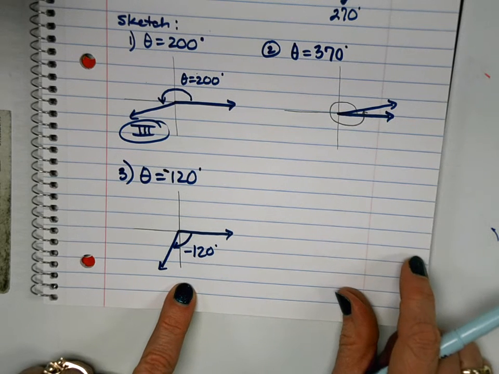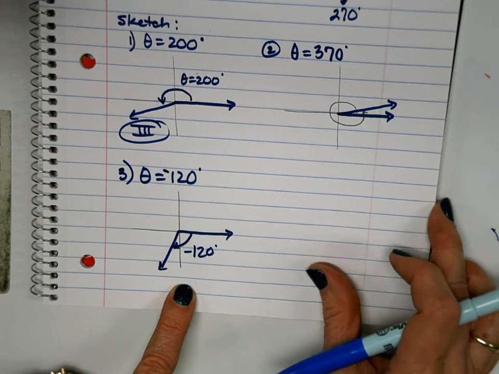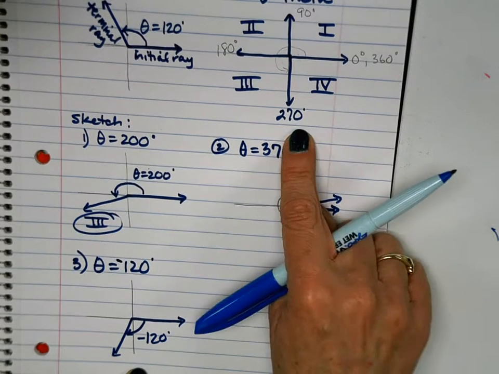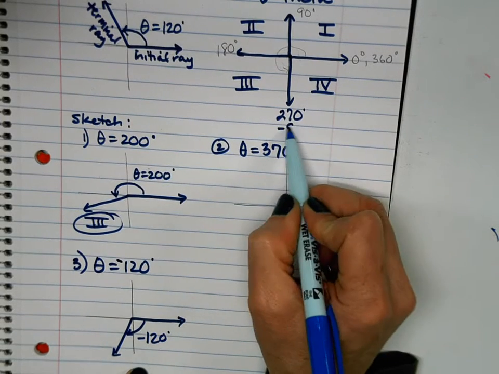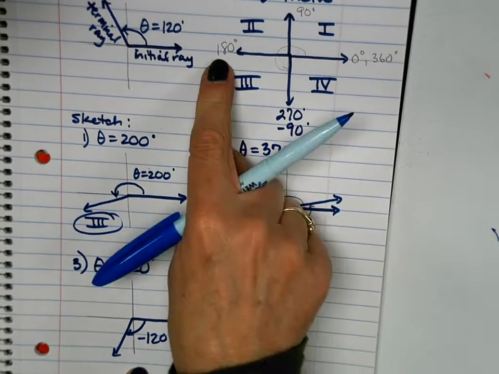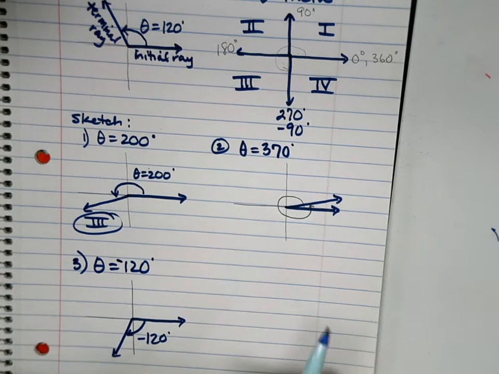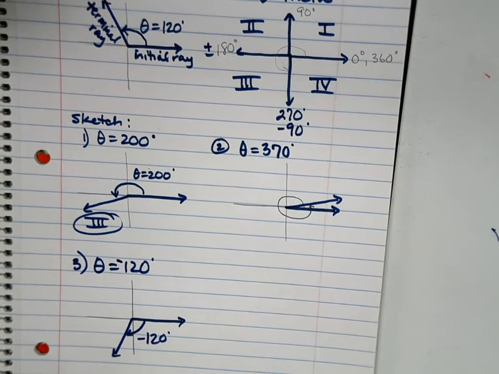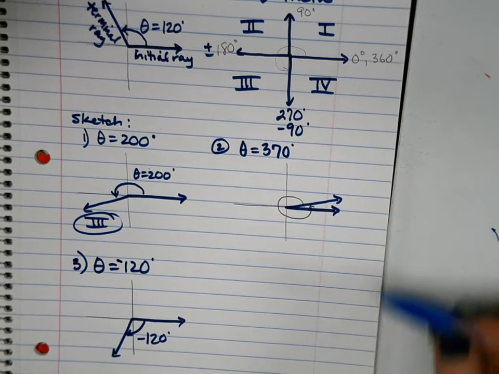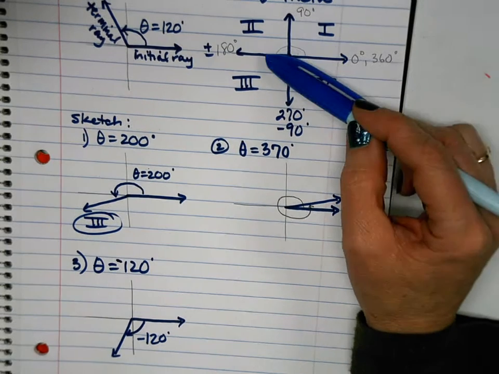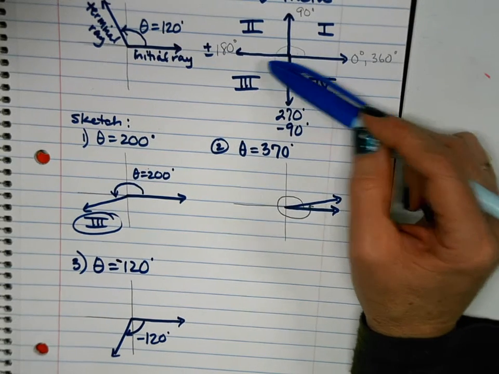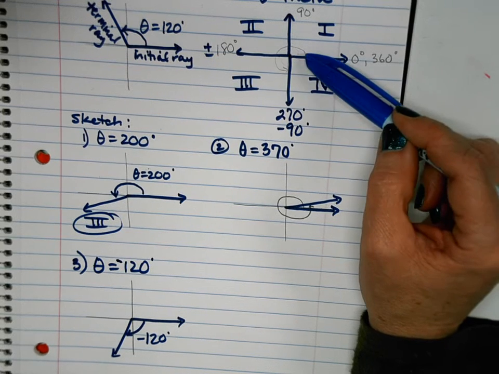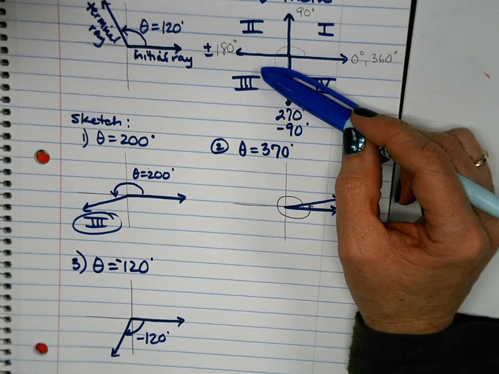Let's go back to our quadrantals, and let's add these other names. 270 also could be called negative 90. And 180 could also be called negative 180, so I'm going to put a plus or minus. It just depends on which direction you're going. Positive 180 would have been to go counterclockwise. Negative 180 would be go clockwise. And I think of it from your initial: if you go up first, it's positive. If you go down first, it's negative.